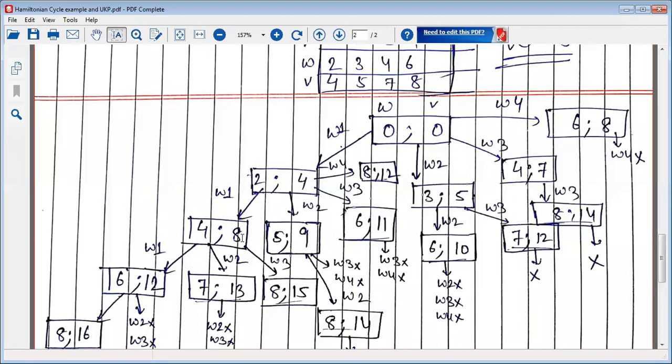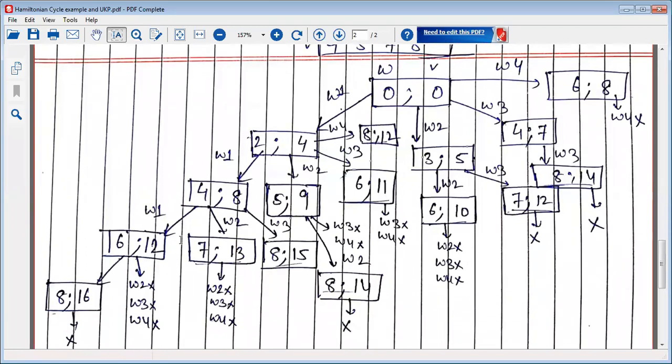I cannot select W4 here. The reason is the weight for the fourth article is 6. The knapsack already contained 4 kg of content. So I cannot select 6 because 6 plus 4 will give you 10, which will be greater than 8. So I need to discard W4 at this point.